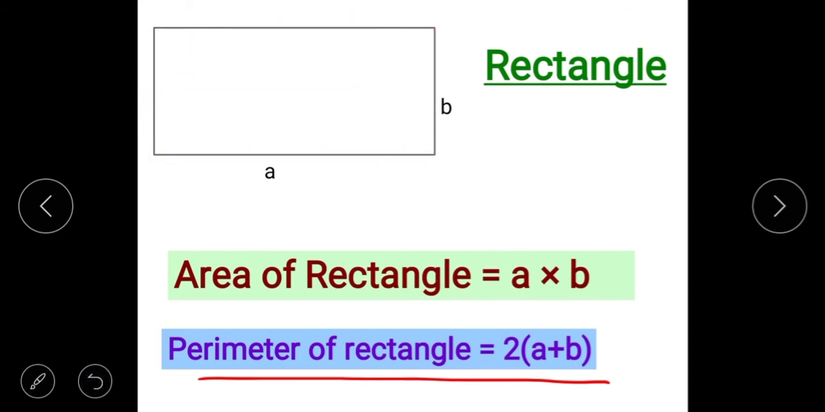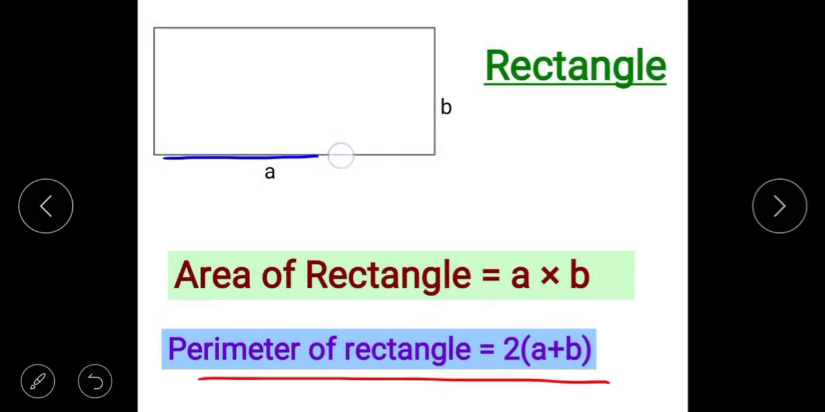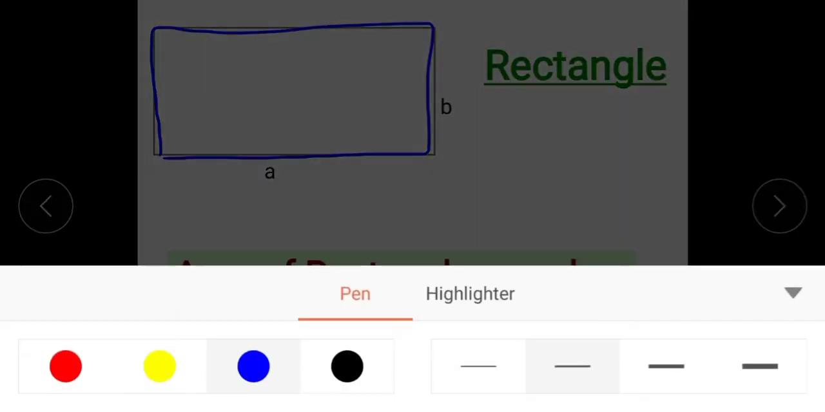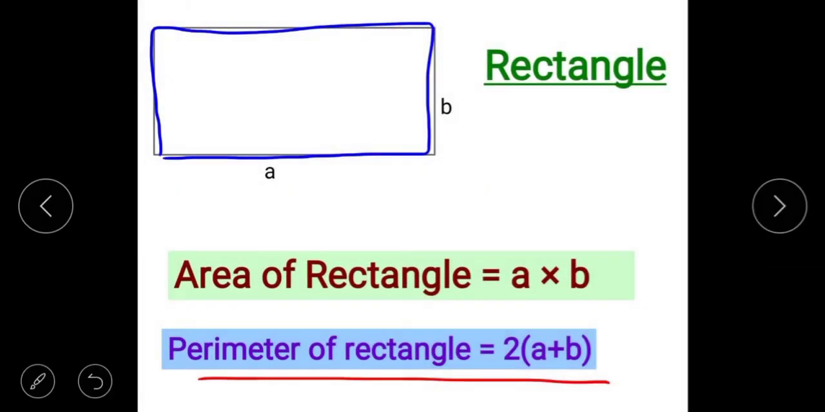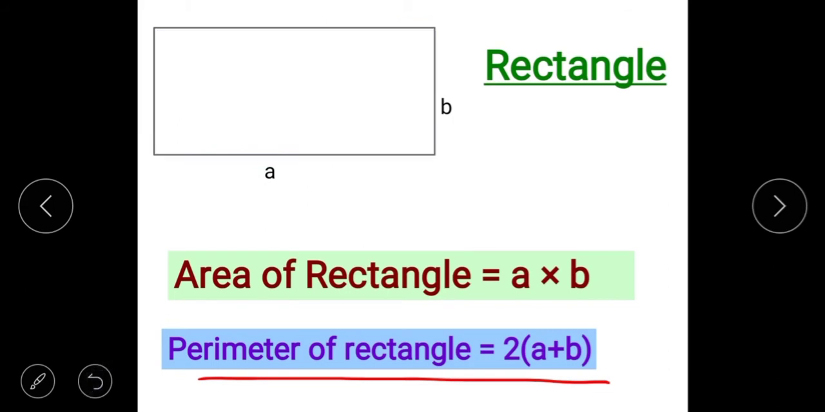This is the perimeter, and the space inside the figure is area. So the area of a rectangle is length into breadth. Here length is a, breadth is b, that's why a into b.